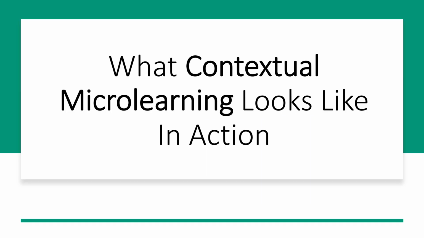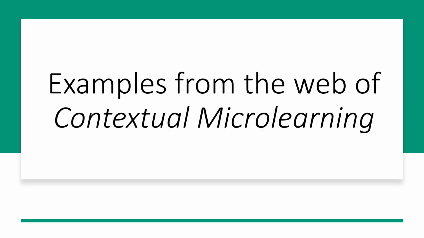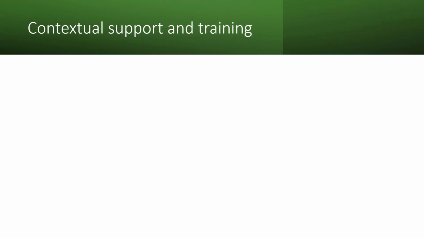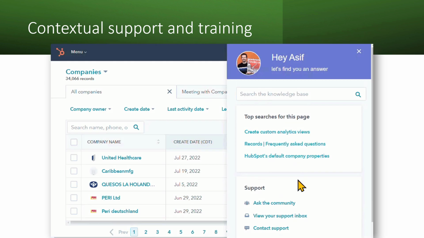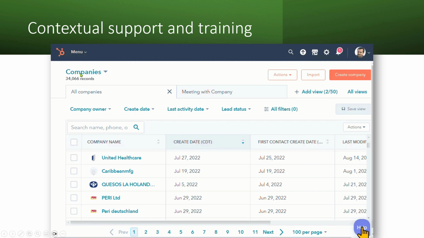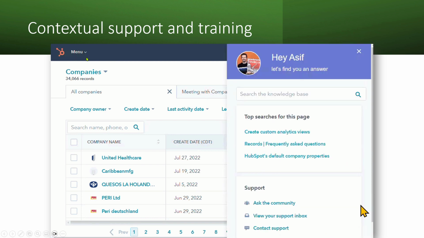So what does contextual microlearning really look like in action? I'm going to show you some examples from the web of contextual microlearning. So for contextual microlearning support, just for training people, here's what HubSpot does. Now I'm looking at companies. That's the view in HubSpot specifically, which is a CRM. So as a salesperson, I see all these companies.